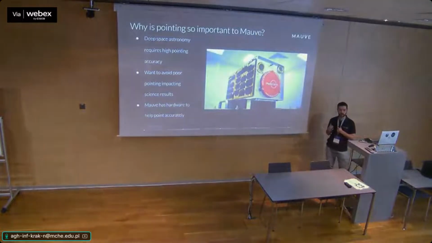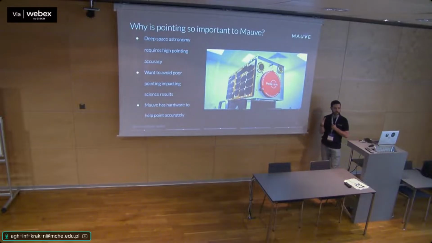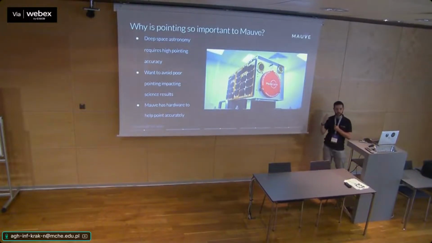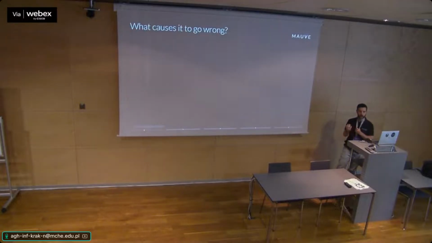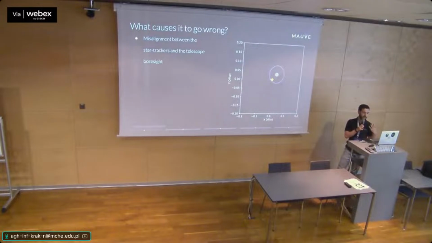MOVE does have some hardware to help do that. The big red disk is the telescope itself. The 2 smaller disks are called star trackers. These are like mini telescopes that can effectively fingerprint where it's looking in the night sky and tell the satellite to point either in a more correct position or to stay looking where it's currently looking. However, this is not always a perfect solution, and there are a couple of reasons for this.